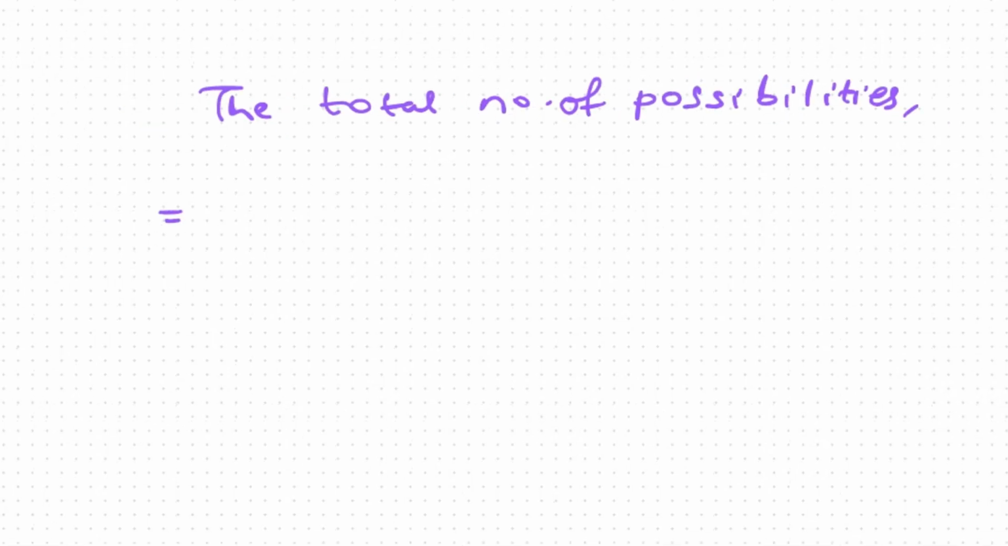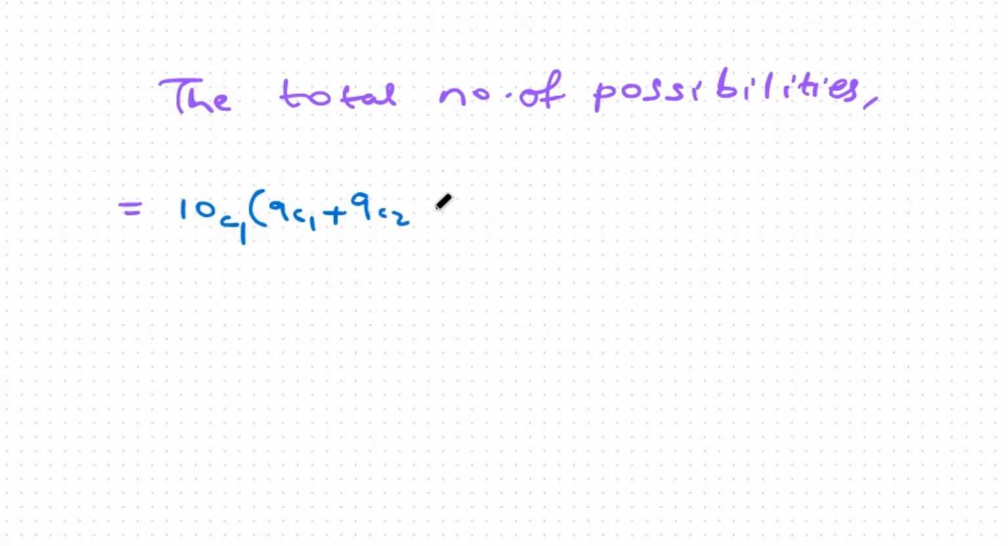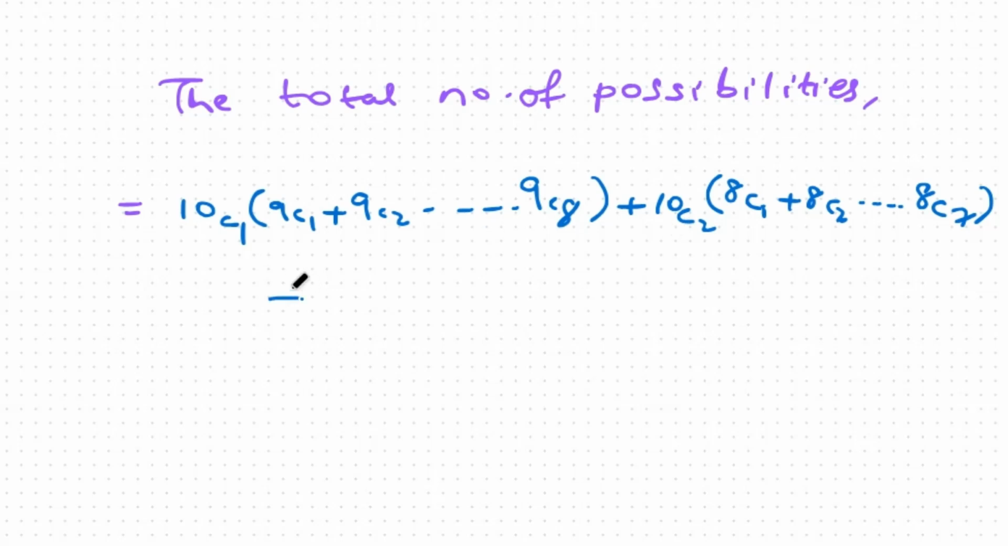So the total number of possibilities is equal to, here it is the addition of 3 cases, that is 10C1 of 9C1 plus 9C2 and so on up to 9C8, plus 10C2 of 8C1 plus 8C2 and so on up to 8C7, and plus 10C3 of 7C1 plus 7C2 plus and so on up to 7C6.